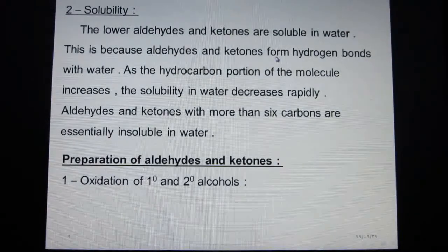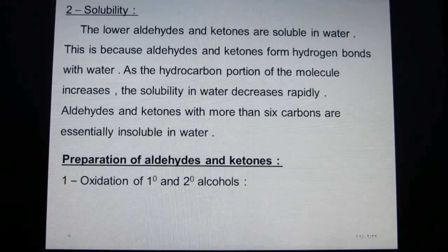Now, solubility. What about solubility? Lower aldehydes and ketones are soluble in water. Why? Because they can form hydrogen bonding with water. But higher aldehydes and ketones are not soluble in water because they cannot form hydrogen bonding with water. So the solubility decreases in water rapidly as the hydrocarbon portion of the molecule increases. Aldehydes and ketones with more than 6 carbon atoms are essentially insoluble in water.